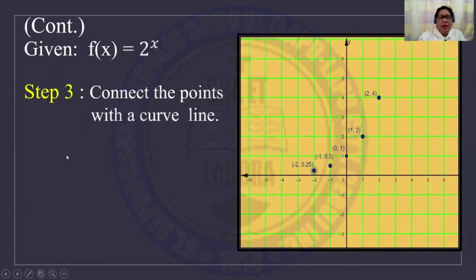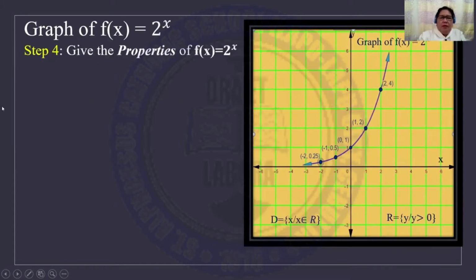For step 3, all you have to do is to connect the points with a curved line. So, with the 5 points, just connect with a curved line. For step 4, you have to give the properties of the function 2 raised to x.